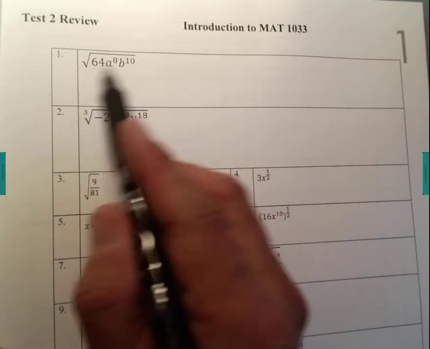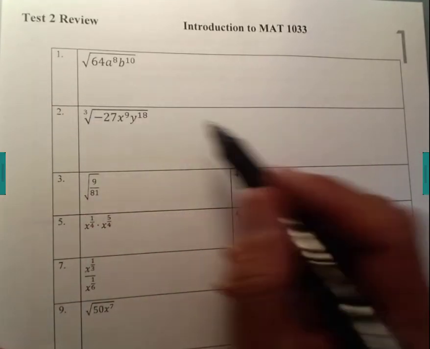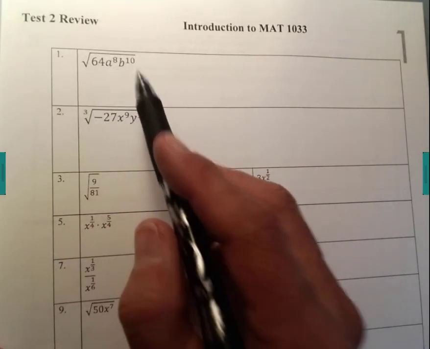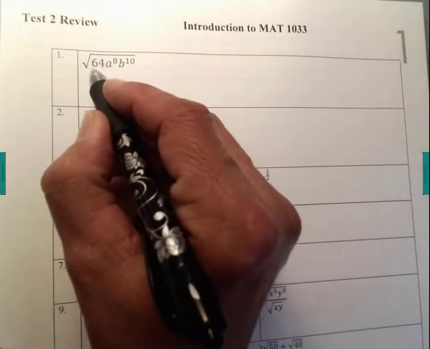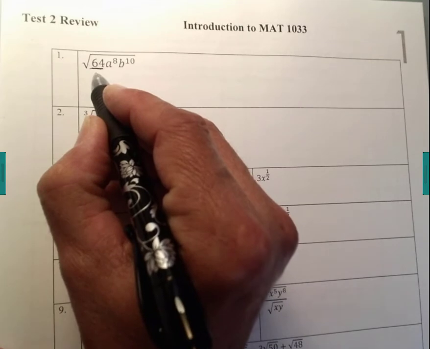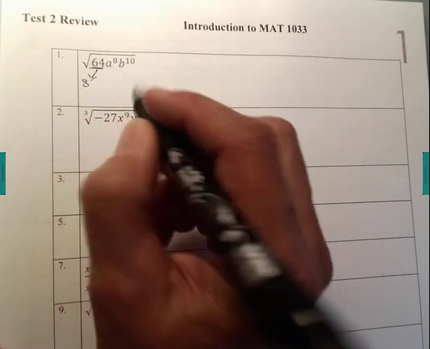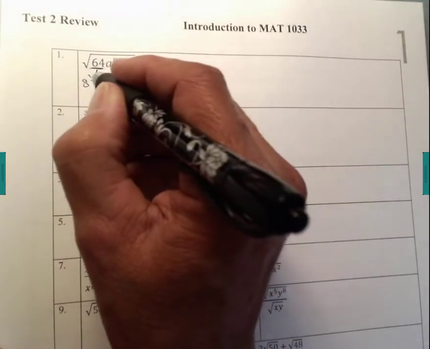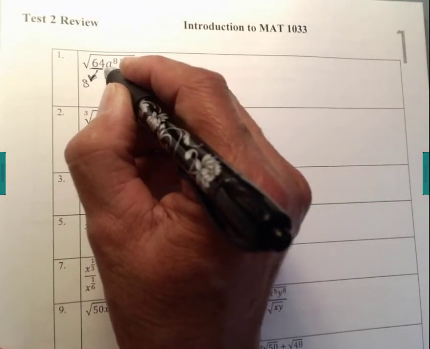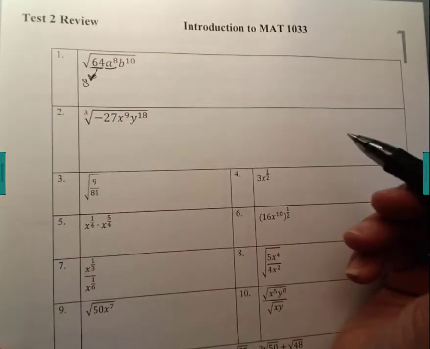And let's see if we can split this out and find the perfect squares inside or under the radical, if we can resolve them. First of all, you know that 64 is a perfect square. The square root of 64 is 8. So I can bring that one out from under the radical, and it would be an 8. Any exponent that is even is a perfect square.